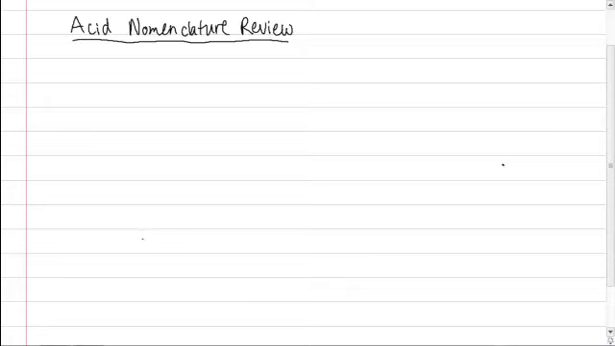In this video we will review acid nomenclature. The first thing we have to remember about acids is they contain the H plus ion. They contain hydrogen as a positive ion. So whenever we see something that starts with hydrogen, we're going to know that it's an acid because it has to have an H plus ion and an anion to go with it to balance the charges.